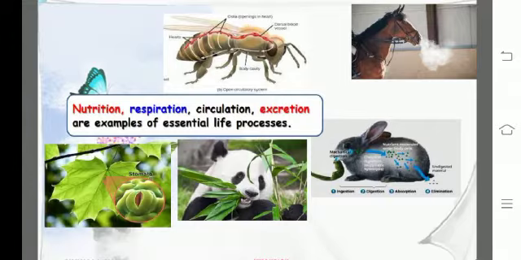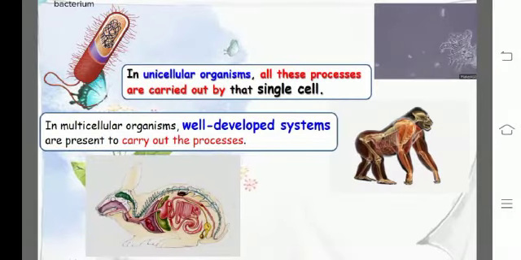What is meant by nutrition? Whatever we take in to improve the health of our body comes under nutrition. Respiration is breathing. Circulation is blood circulation and so on. Excretion: the food we eat, what we expel comes under excretion. These are the examples of essential life processes. Again I am saying, the four things: nutrition, respiration, circulation and excretion are examples of essential life processes.